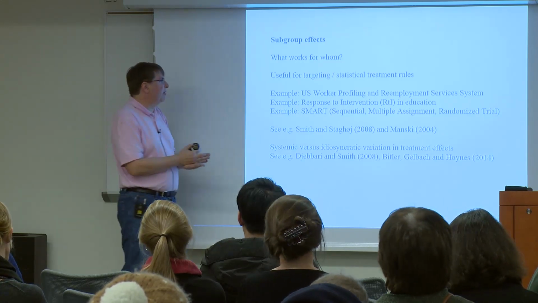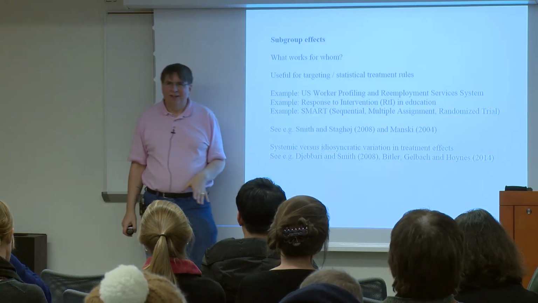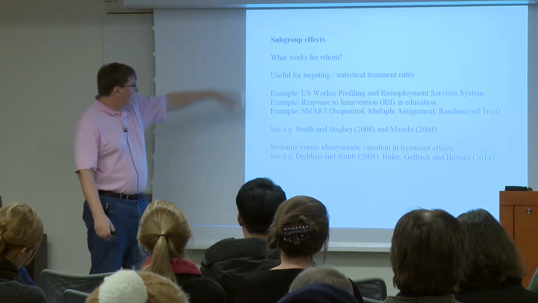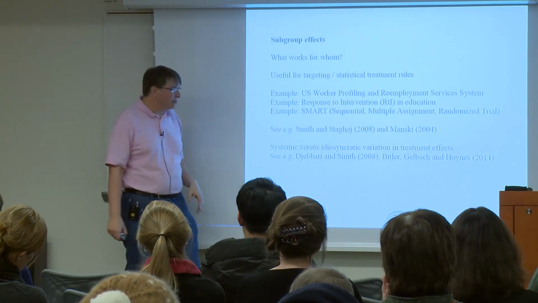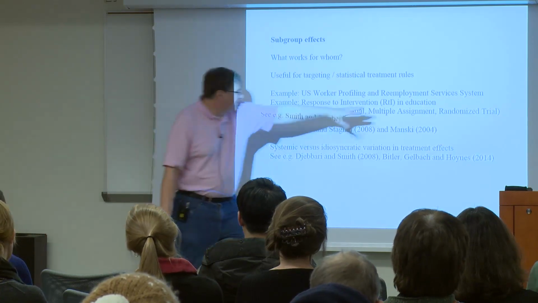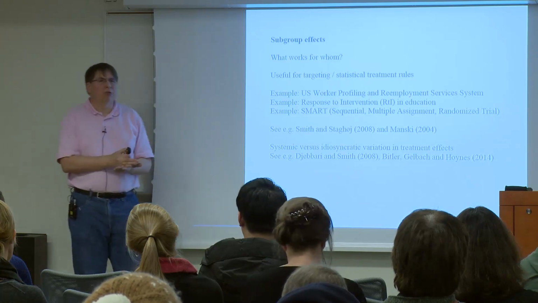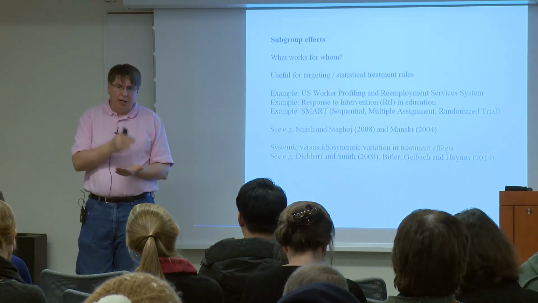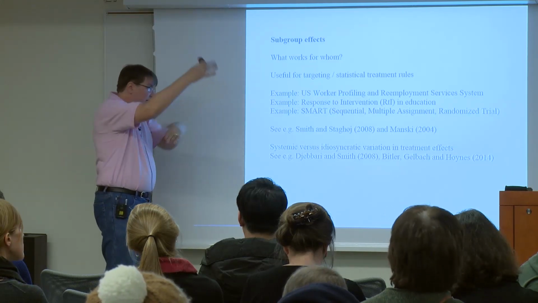Systematic variation in treatment effects can be used for statistical treatment rules or targeting. Some examples of statistical treatment rules: the one that you'll probably be familiar with is SMART. This is Susan Murphy's clever acronym for sequential multiple assignment randomized trial. Much of Susan Murphy's work is about statistical treatment rules in the context of mental health and other health domains. Now she's working on addiction, sequences of addiction treatments.